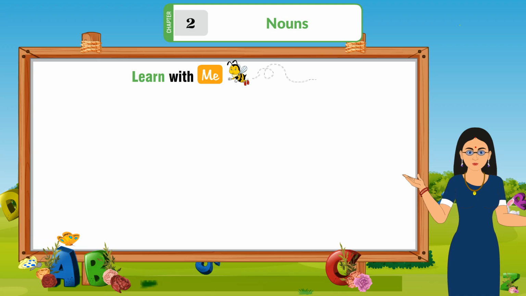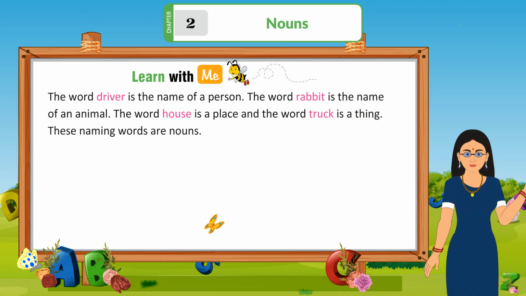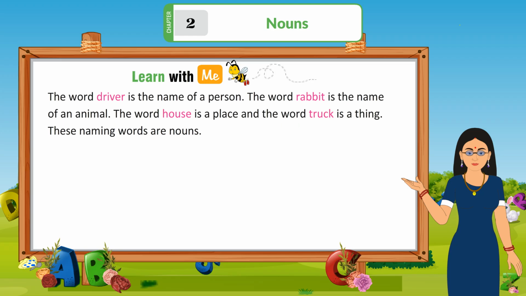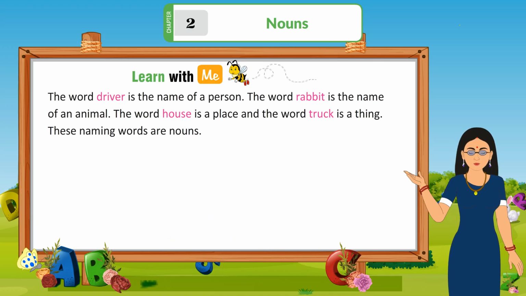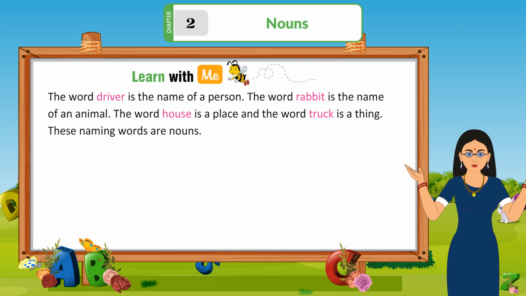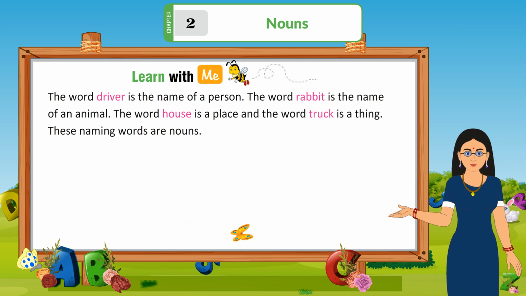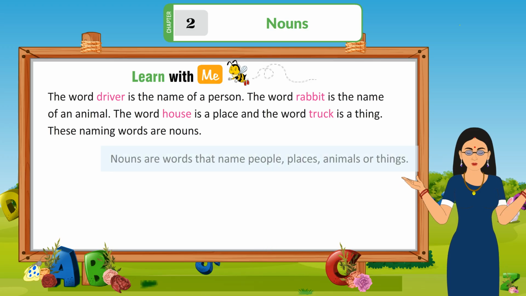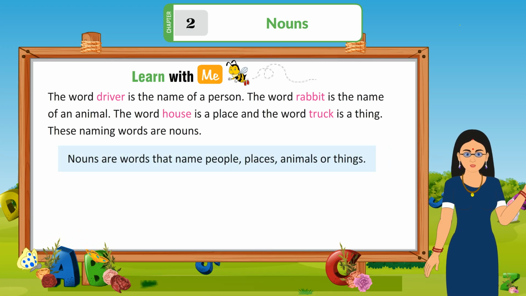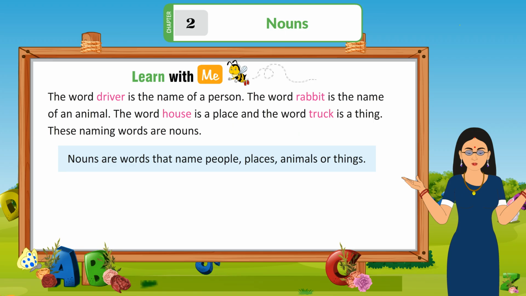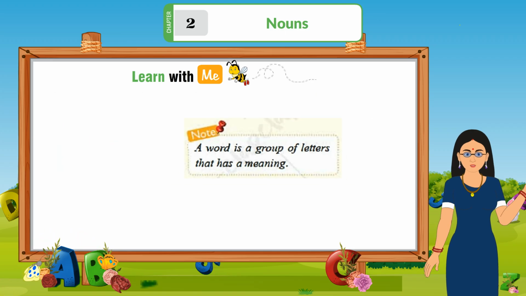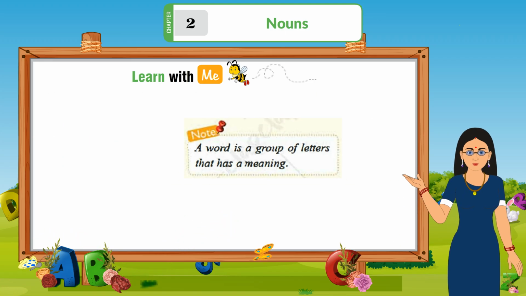Learn with me. The word driver is the name of a person. The word rabbit is the name of an animal. The word house is a place and the word truck is a thing. These naming words are nouns. Nouns are words that name people, places, animals or things. Notes: A word is a group of letters that has a meaning.